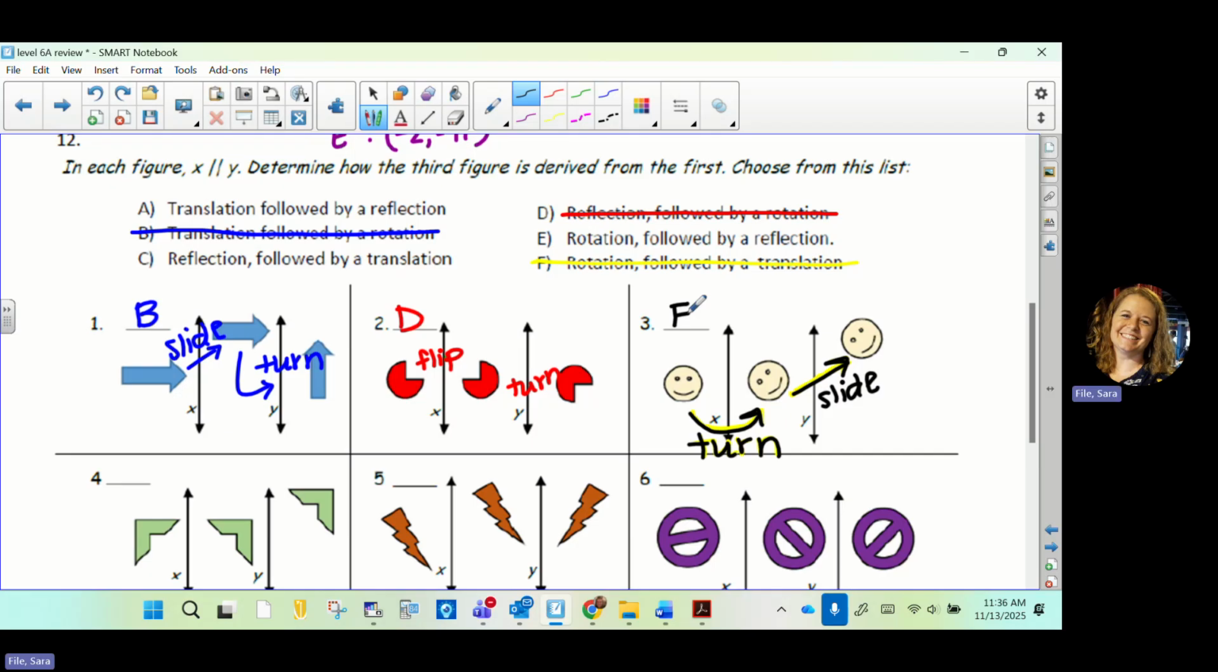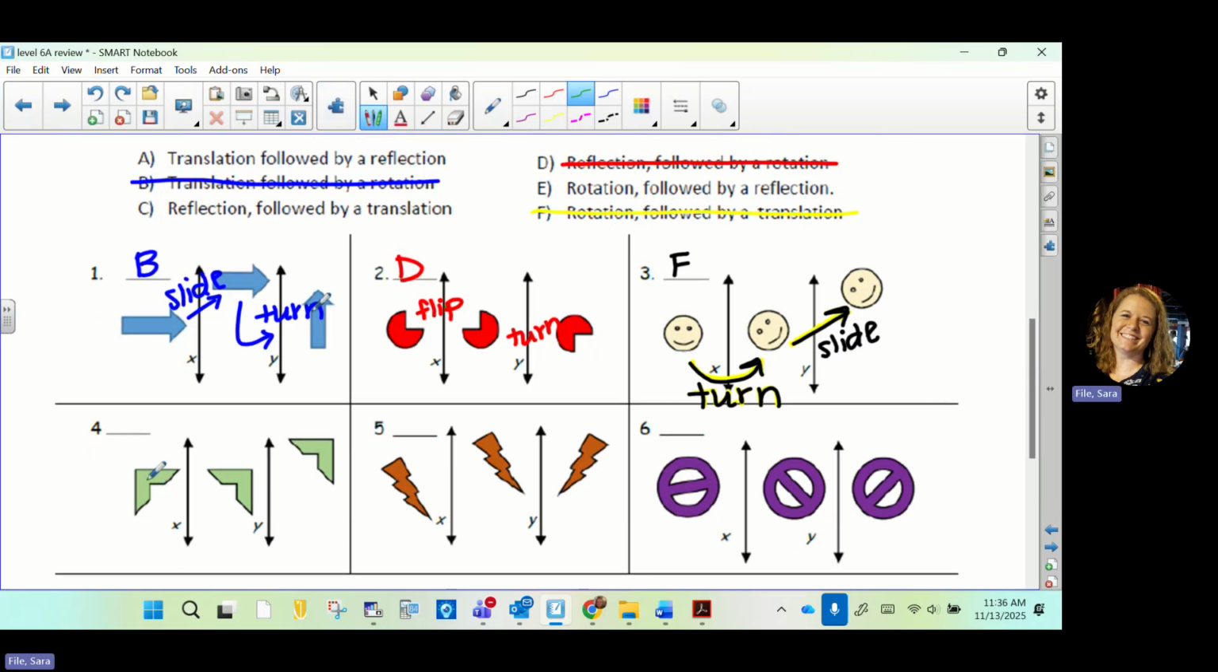All right. Number 4, this is a flip, isn't it? From the first to the second. So a flip and then a slide. It kept its orientation from 2 to 3. So they flipped it over and then slid it up. So that's a reflection and then a translation. So that is C.